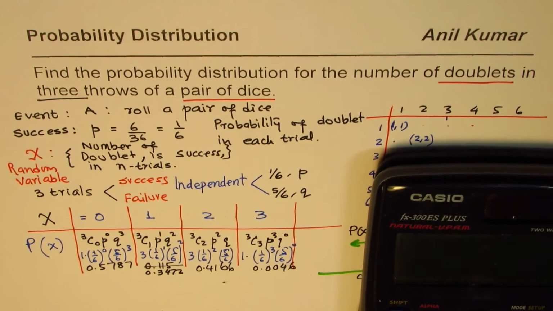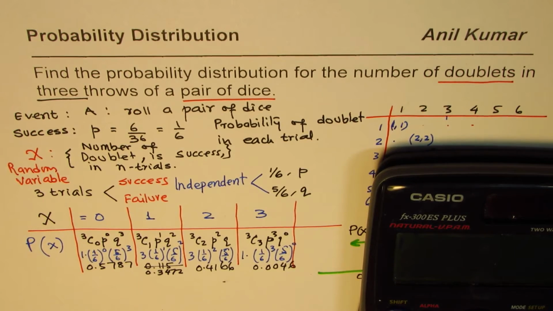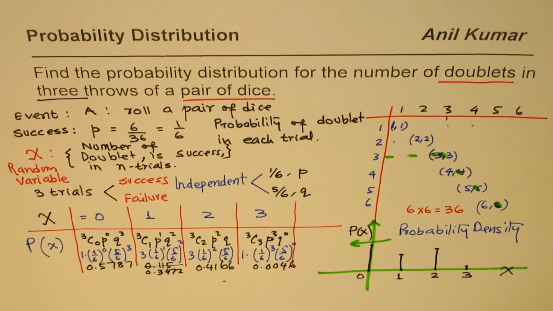I need to calculate the value at 0. Let me calculate this again. 5 divided by 6, within brackets, whole cube is equals to, in decimals, 0.578. That is correct. So that is what we see as the binomial distribution for the given case.